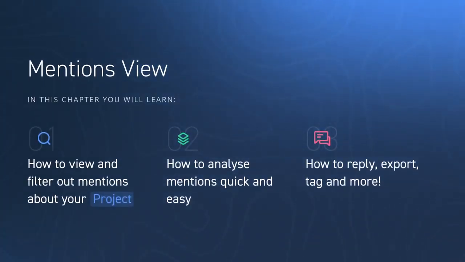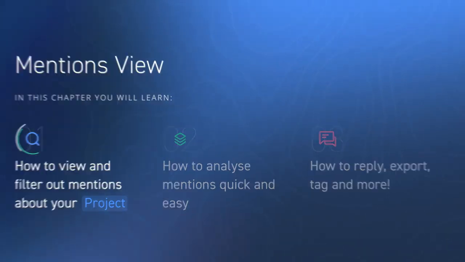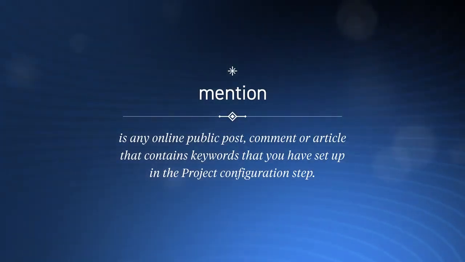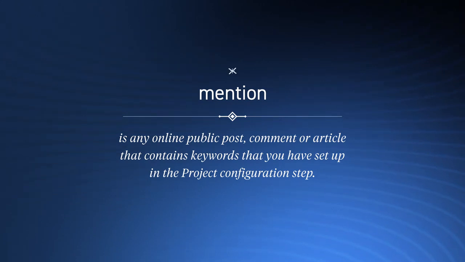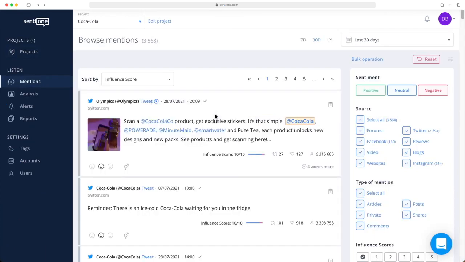Mentions view. In this chapter, you'll learn how to filter out mentions about your project, how to analyze mentions quick and easy, how to filter, export, and more. First, let's explain what is a mention. A mention is any online public post, comment, or article that contains keywords that you've set up in the project configuration step. Let's have a look at the mentions view. Once you log into SentiOne and select one of your projects, the system will automatically direct you to the mentions view.